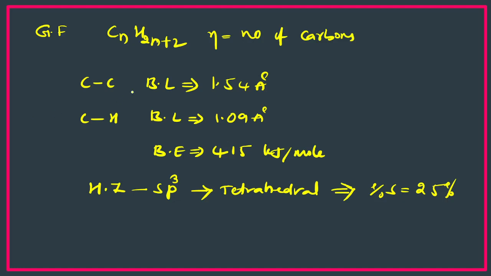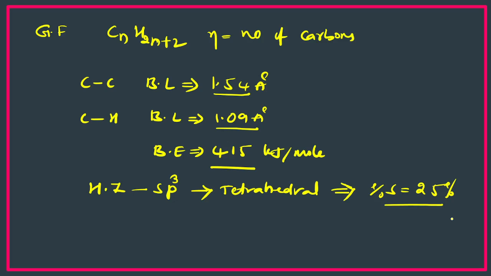See, the general formula for alkanes is CnH2n+2, where n stands for the number of carbons. The carbon-carbon bond length is 1.54 angstroms, and the carbon-hydrogen bond length is 1.09 angstroms. Its bond energy is 415 kilojoules per mole. Its hybridization is sp3, tetrahedral, and the percentage of s character is 25%.